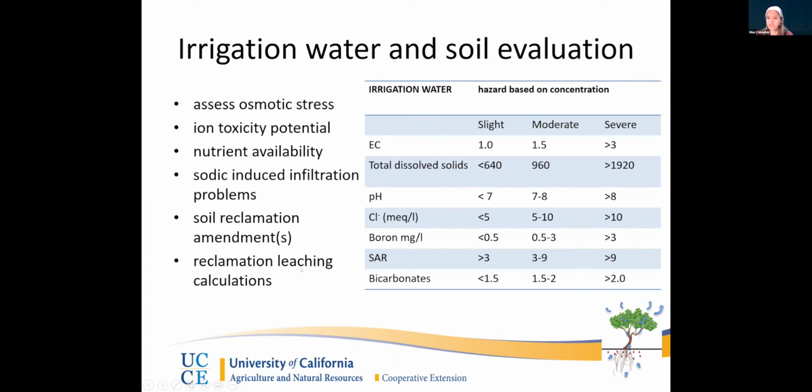And then it's important to have an idea of the overall EC throughout the root zone, so that effective root zone down to 5 feet, to be able to make some reclamation leaching calculations.